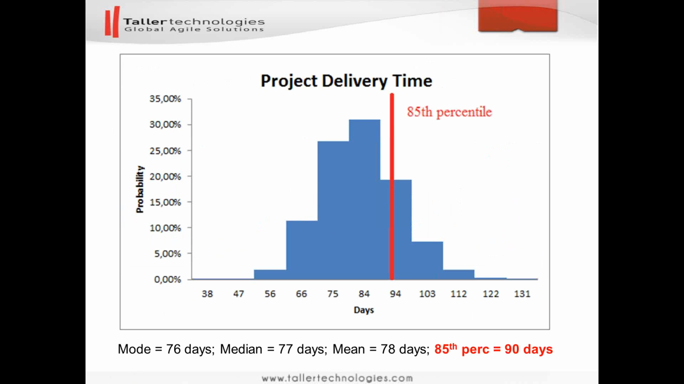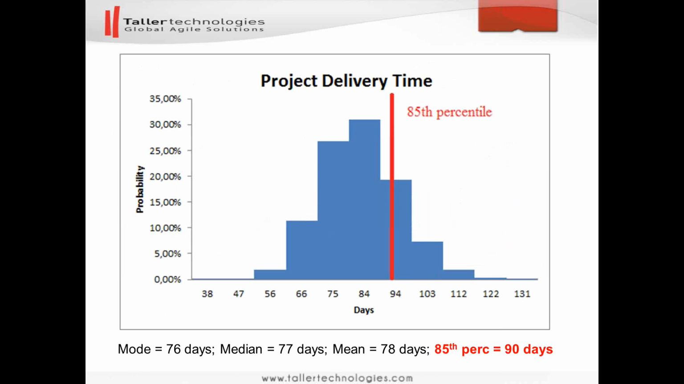Less than 90 days. And these 90 days will be the delivery time that we will communicate to the client, and we'll have it in the project charter. So we can select the 85th percentile, which is quite a safe projection. The 85th percentile again means six times out of seven, we will end up before 90 days.